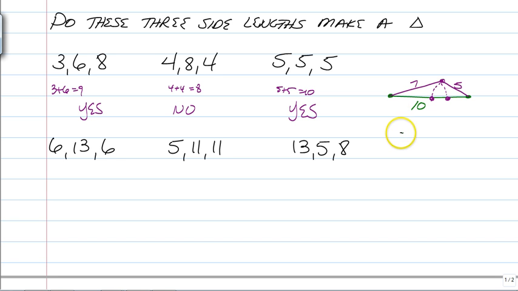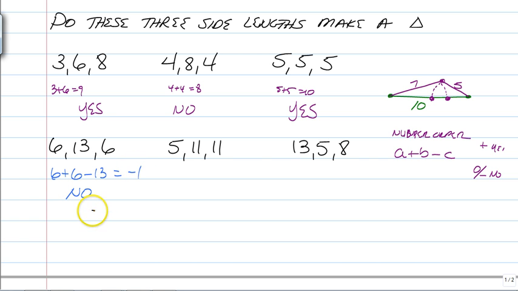Okay? Now, there's another way you can do this. You can arrange them in numerical order. And then you can just do A plus B minus C. If you have a positive number, it's yes. If you have 0 or a negative, it's no. That's another way you can do this. So 6 plus 6 minus 13 is equal to a negative 1. No. 5 plus 11 minus 11 is equal to a positive 5. So yes. 5 plus 8 minus 13 is equal to 0. So no.